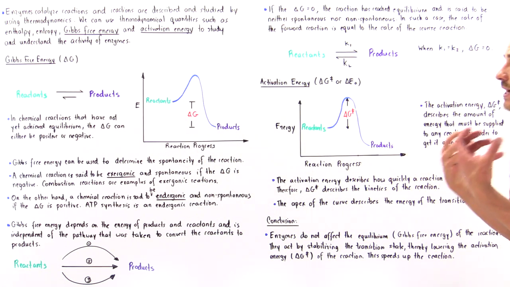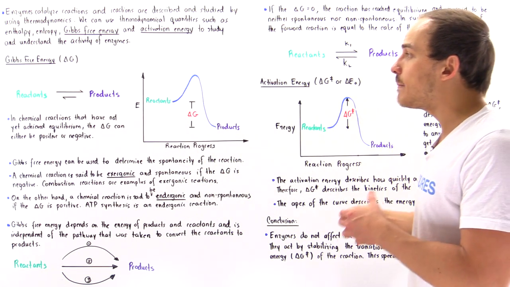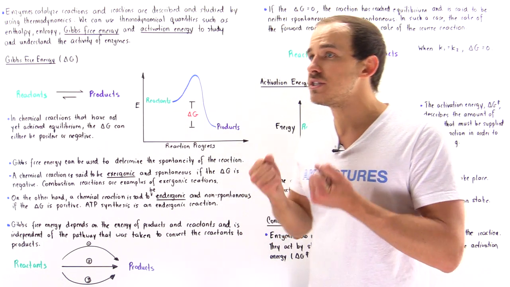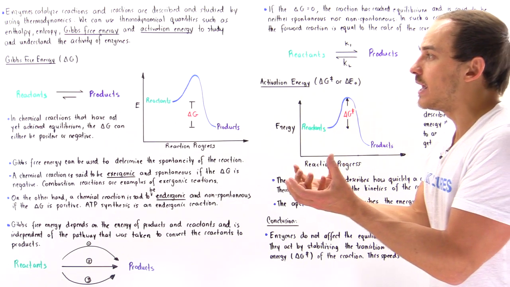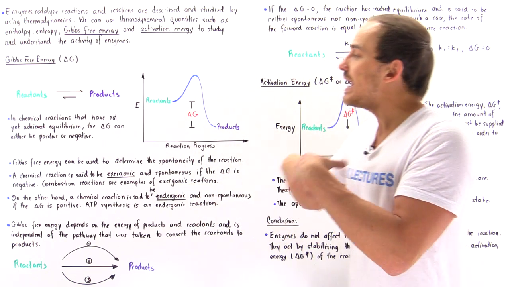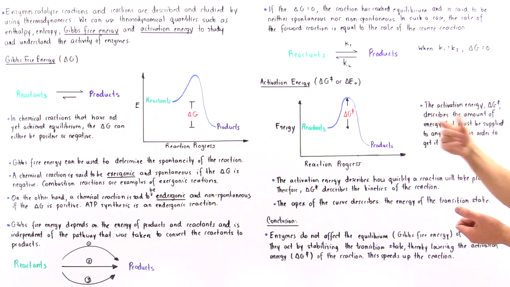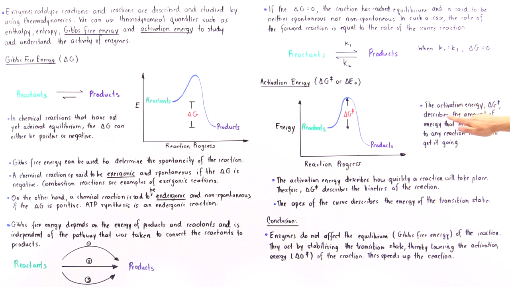And in fact, because it doesn't exist for a very long time, it's unstable and we can't actually study what the transition state looks like. We can't isolate it and we can't examine it because it quickly converts into the products. So the activation energy, delta G with that symbol, describes the amount of energy that must be supplied to any reaction in order to actually get it going.